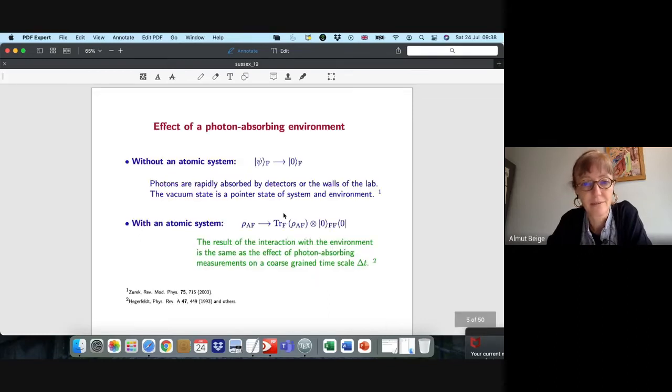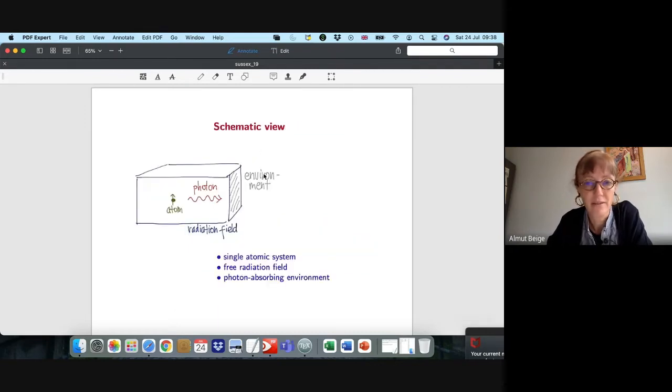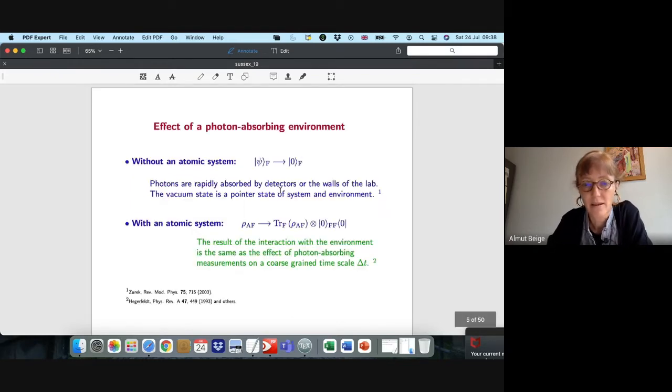experiments. For example, if I don't have an atom and I have some initial state for my field, whatever happens, the photon will fly very, very quickly at the speed of light. It will hit the environment, it will get absorbed, and it will disappear. That means the system, the free radiation field, has a so-called environmentally preferred state, or a pointer state.